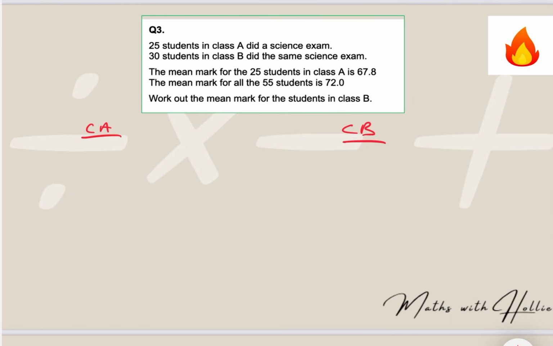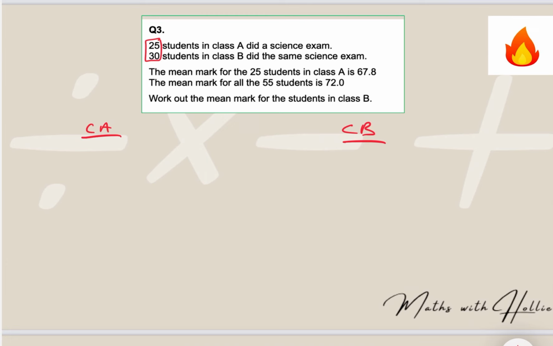It tells us that the mean number for the 25 students in class A is 67.8. And then it tells us the mean for all of 55 students, so both of these together, is 72.5. Can we use this information to work out class B? So have a little pause, have a go, and I'm going to go through this question.